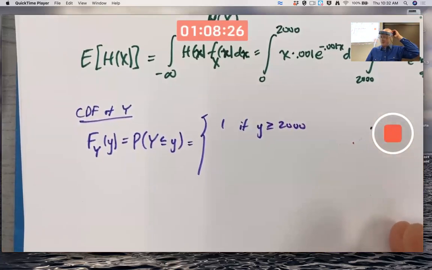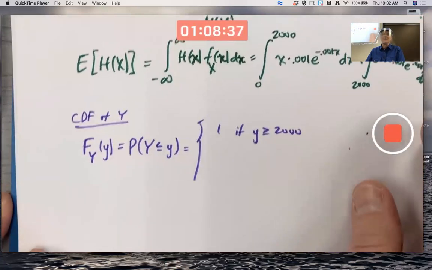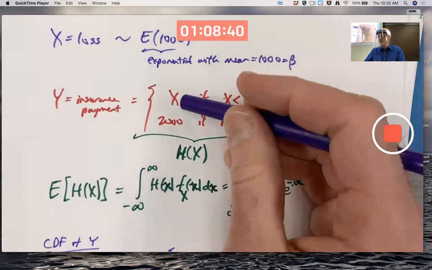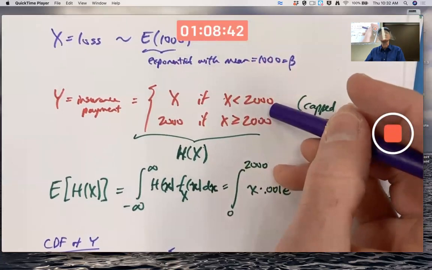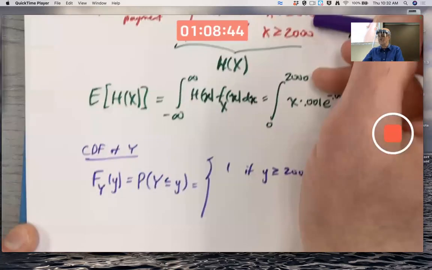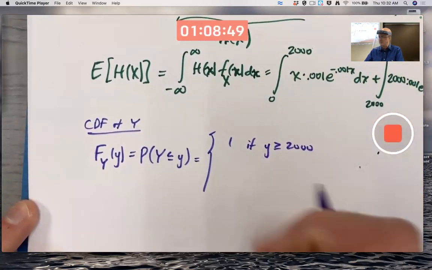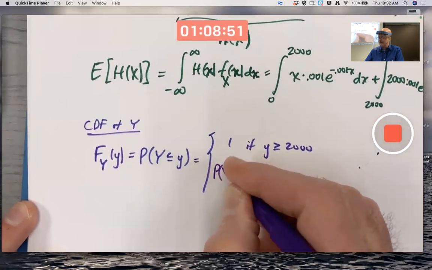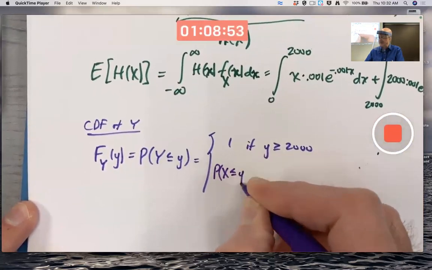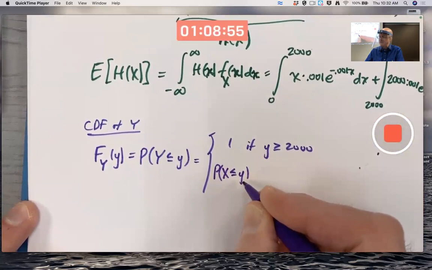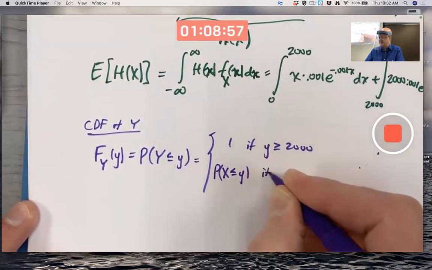The harder part is when y is less than 2,000. But this is actually easier than the deductible, because y equals x if x is less than 2,000. Capital Y can be replaced by x if the number to the right, now I'm calling y, is less than 2,000.